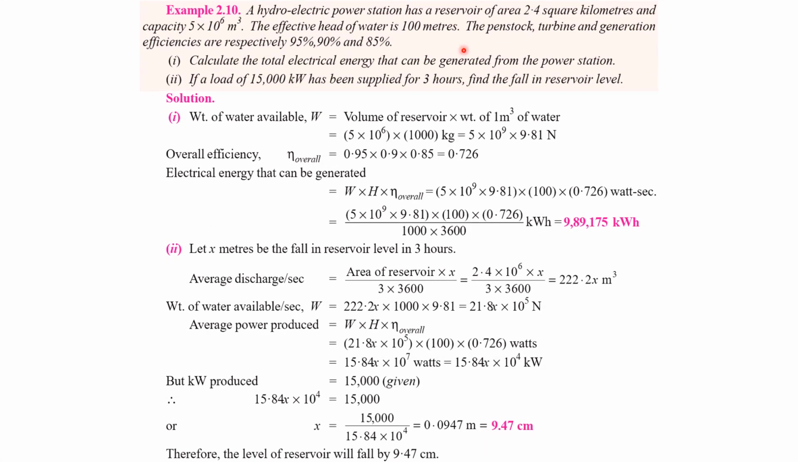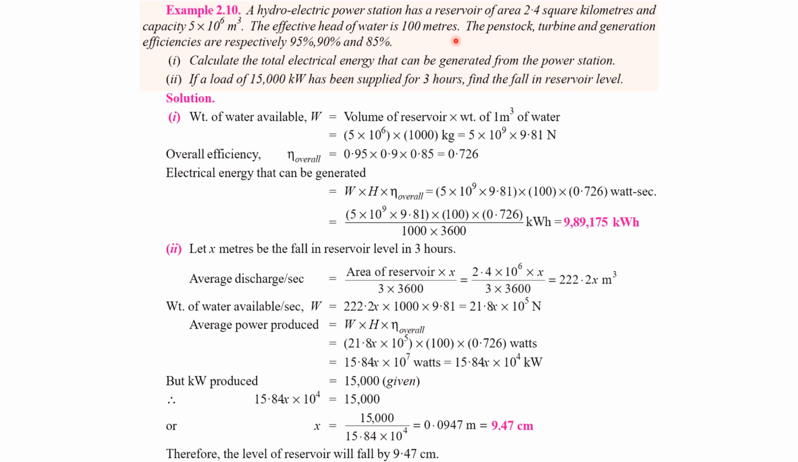Let us move on to example 2.10. A hydroelectric power station has a reservoir of area 2.4 square kilometers and the capacity is 5 into 10 power 6 meter cubes. So the effective head of water is 100 meters. The penstock, turbine and generation efficiencies are also given to you.